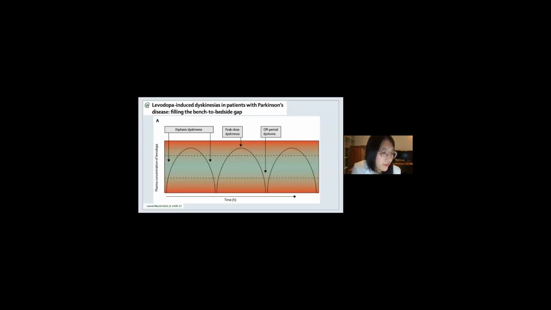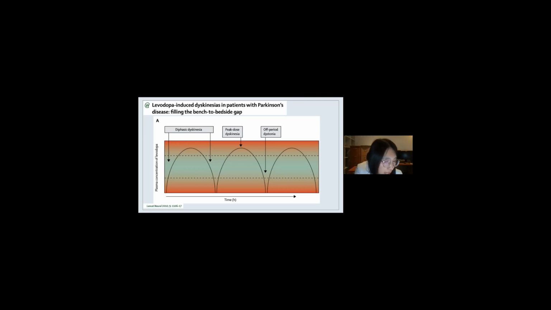Levodopa is the most effective drug for the treatment of Parkinson's disease. However, the long-term use of this dopamine drug is complicated by highly disabling fluctuation and dyskinesia called levodopa-induced dyskinesia, LID. The different types of LID are shown here. Diphasic dyskinesia appears at the beginning of the effect of levodopa dosing before full clinical benefit on motor symptom is reached and can reappear when the effect of levodopa starts to wear off.